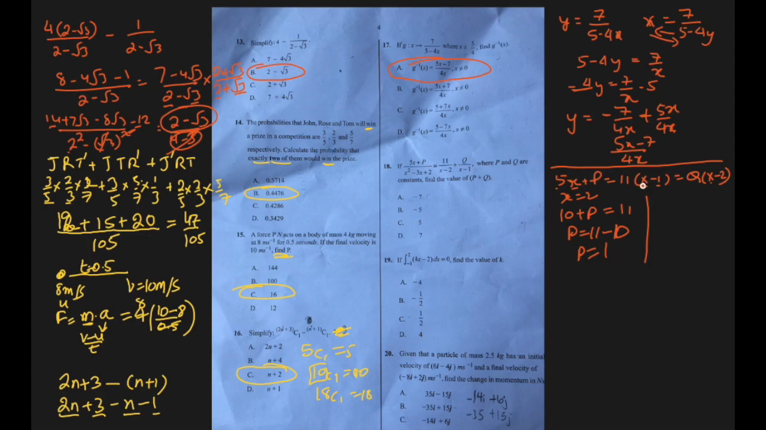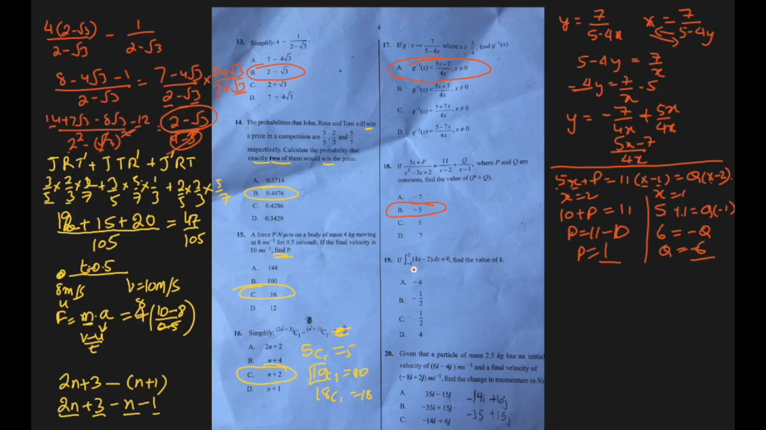Let's talk about q. Assume x equal to 1 to make this 0. 1 minus 1 will be 0, right? 5 times 1 is 5, and p we know now is 1, equal to q, and 1 minus 2 is negative 1. 5 plus 1, 6, negative q, so q is negative 6. They want p plus q. So 1 plus negative 6 is negative 5. B is the answer of number 18.